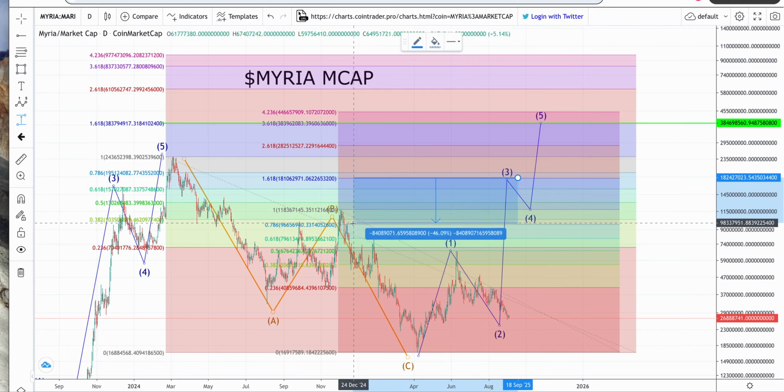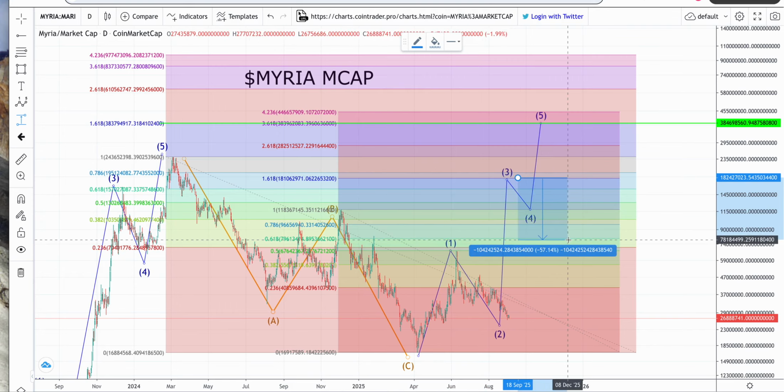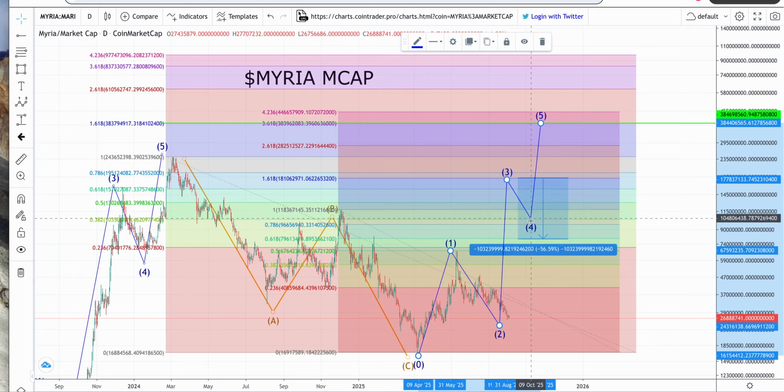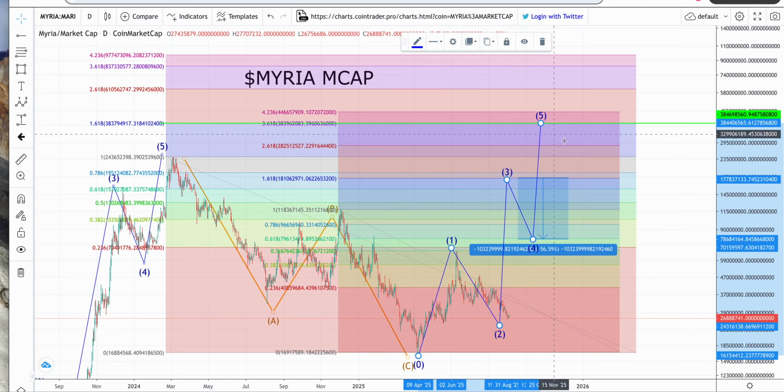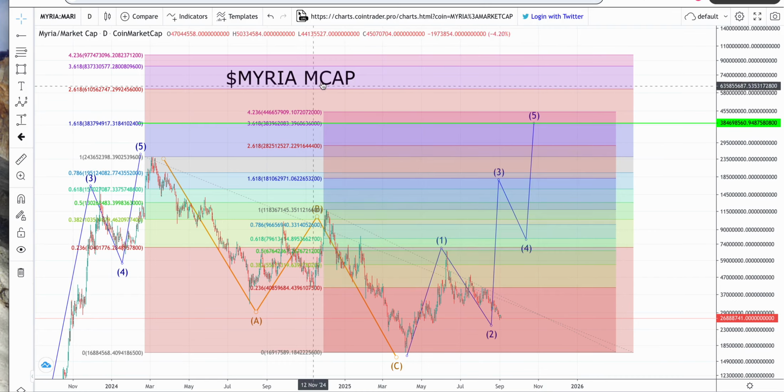I'm looking at these other retracement levels here, 47 down to the 786. 56 down to the 618. I kind of like this 618. Again, I know that's a 56% drop. Gets us pretty close to the top of wave 1 here, which would be a nice little clean back test before we go off into wave 5. So this is how I'm looking for Myria.